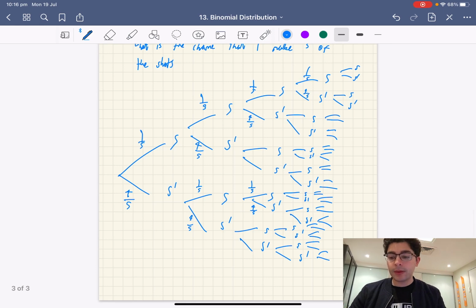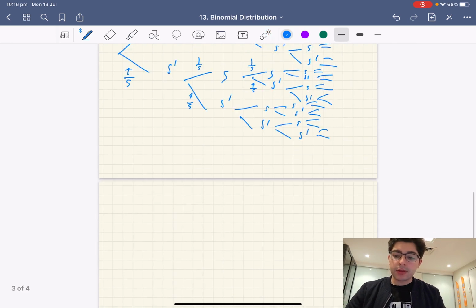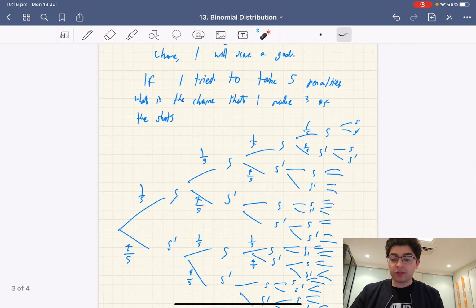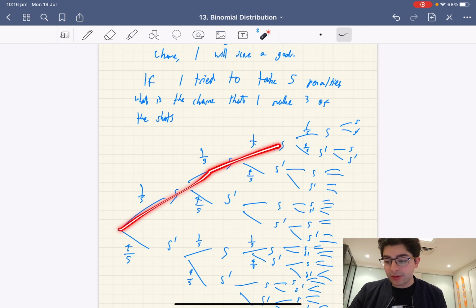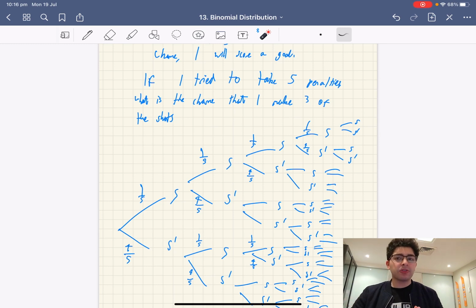Big tree diagram. Now I said, what's the chance that I make 3 of the shots? That means that I need to figure out all the combinations, all the different ways I can make 3 shots. I could score 3 shots here and then miss 2 shots. That's one way. I could make 2 shots, miss 1 shot, score a shot, and then miss 1. Or I could make 2 shots, miss 2, and then score 1. So a lot of different combinations.